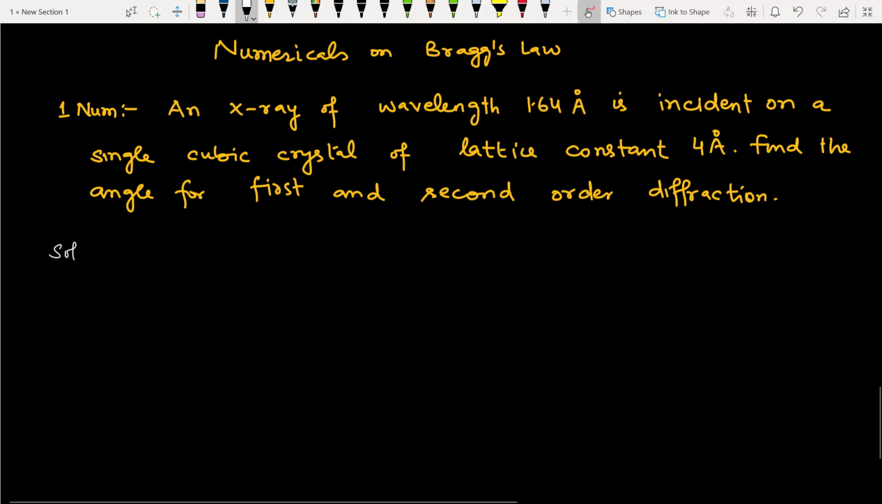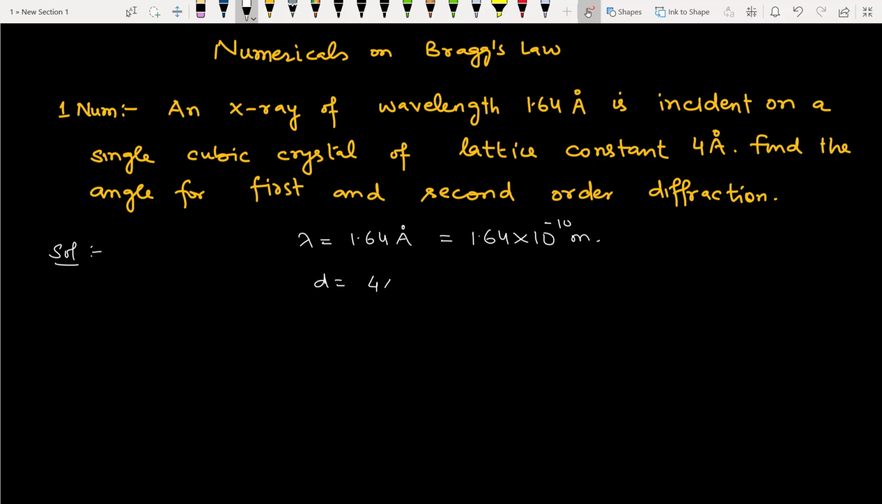So solution. As wavelength is 1.64 angstrom, it is 1.64 into 10 raised to power minus 10 meter. Lattice constant d is 4 angstrom, so it is 4 into 10 raised to power minus 10 meter. According to Bragg's law, 2d sine theta is equal to n lambda.